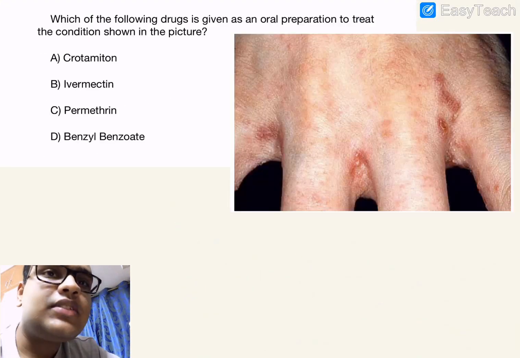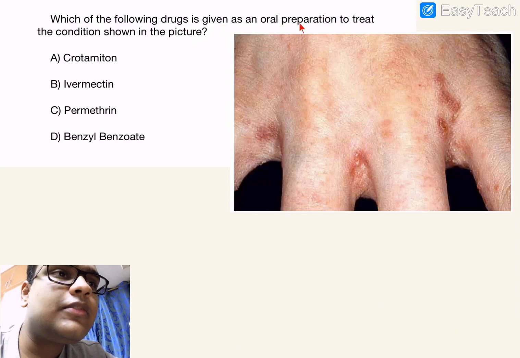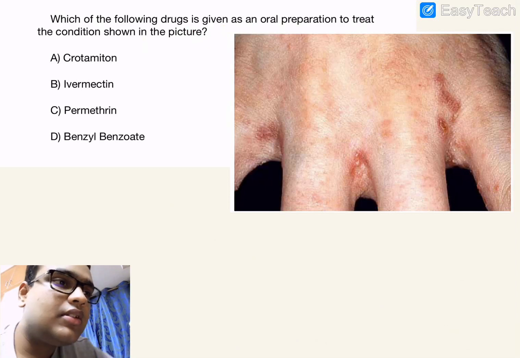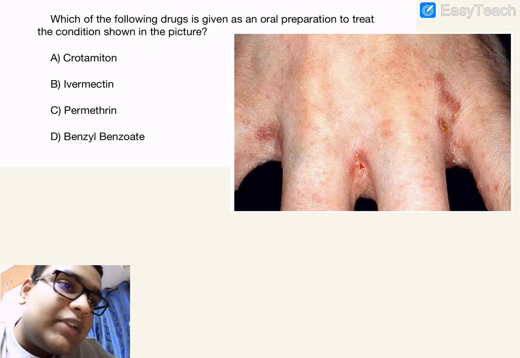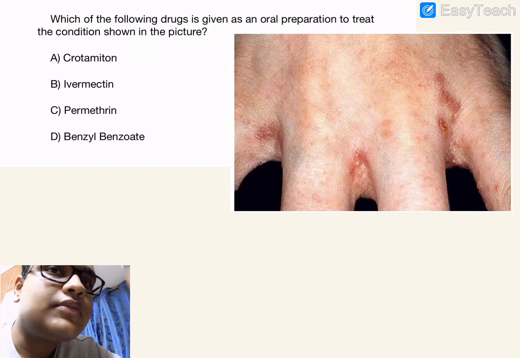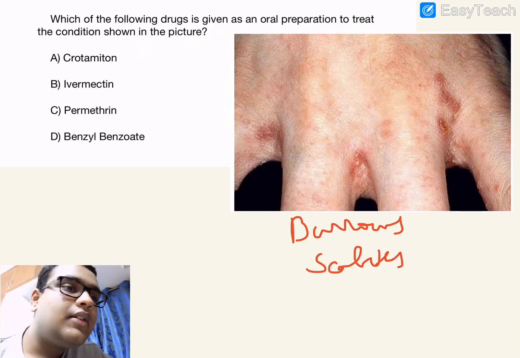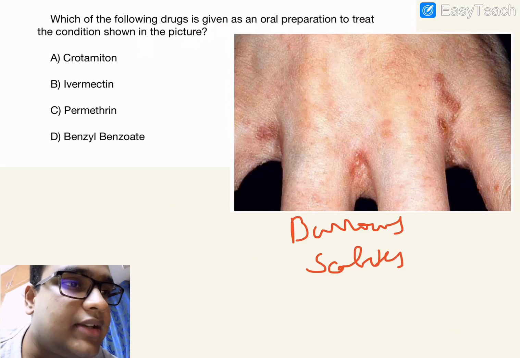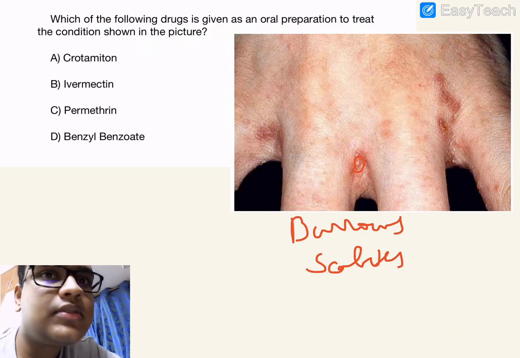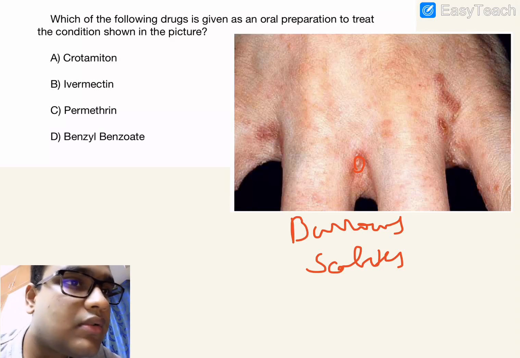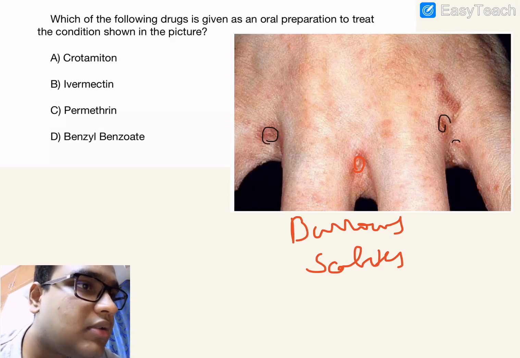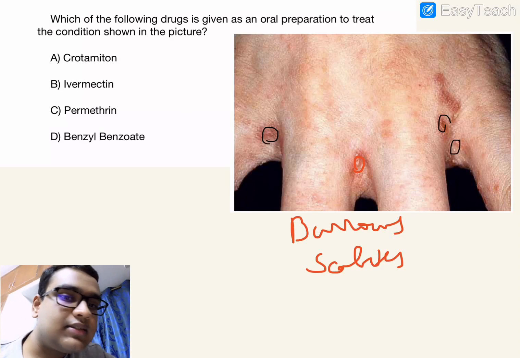So coming to the next question, which of the following drugs is given as an oral preparation to treat the condition shown in the picture? So this is a picture you have to remember. It's a very classical lesion which is seen here, which are known as burrows. Burrows are specific for scabies. As you can see here, they are seen in the interdigital spaces. These are burrows with surrounding crusting because of scratching, and there can be secondary infection also.